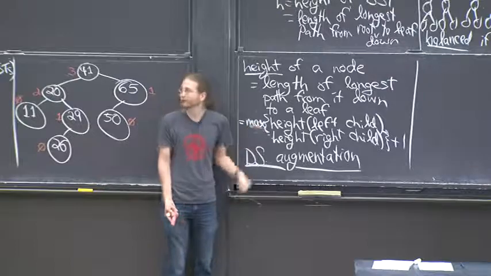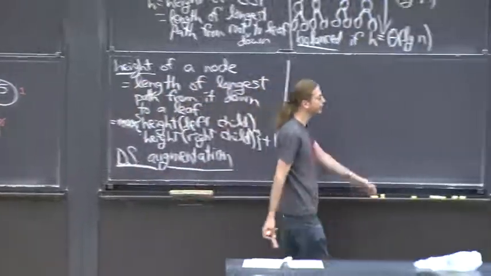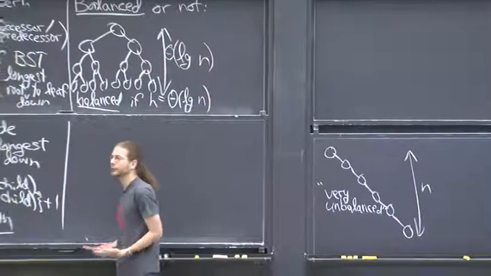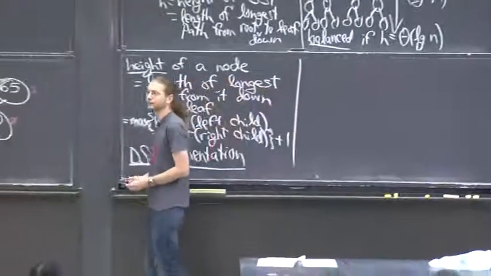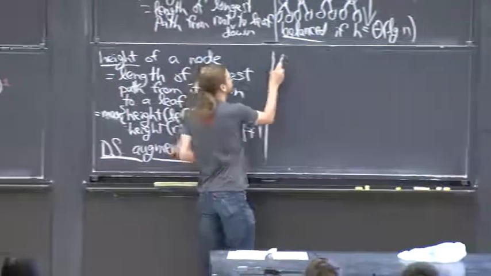Why do I care? Because AVL trees are going to use the heights of the nodes. Our goal is to keep the height small. We don't want this. We want this. So a natural thing to do is store the heights. When they get too big, fix it. So that's what we're going to do.